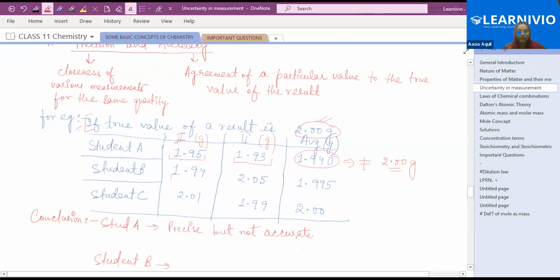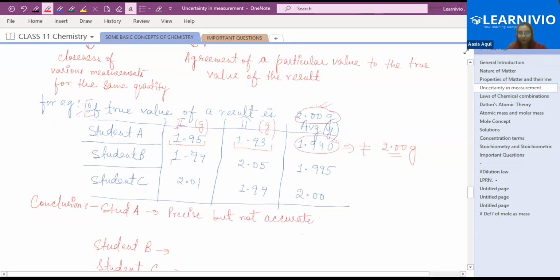Okay, let's see the second student. The second student's first reading is 1.94 gram, and the second reading is 2.05 gram, right? These two readings are not close to each other. There is some difference between these two readings, so we can say that these are not precise. But when we take the average, it's 1.995. Again, it is not equal to the true value, right?